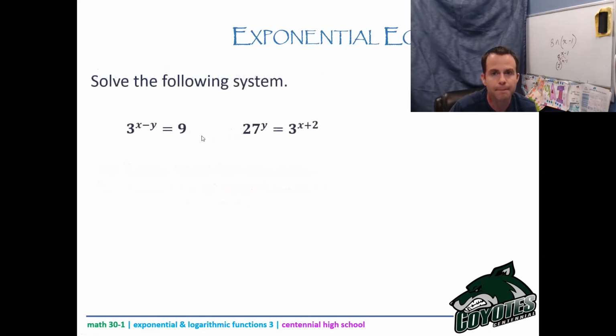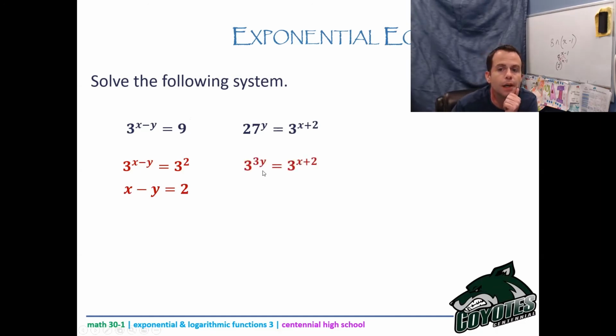Okay, all right, solve the following system. This is the last question that we'll do together. We want to make the bases the same first so that we can pull the exponents out. So I'm going to make the 9 base 3 squared. And then that gives me a statement when I pull those exponents out, x minus y has to equal 2. Over here, I'm going to make my 27 base 3 cubed. Now I have the same base, single power. I can pull the exponents out. I've got 3y equals x plus 2.